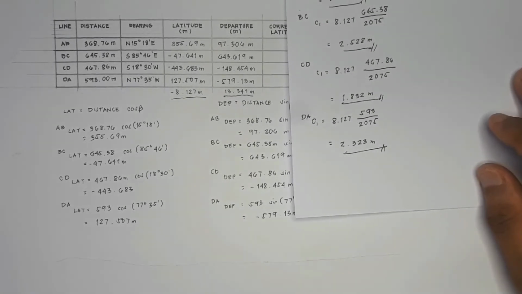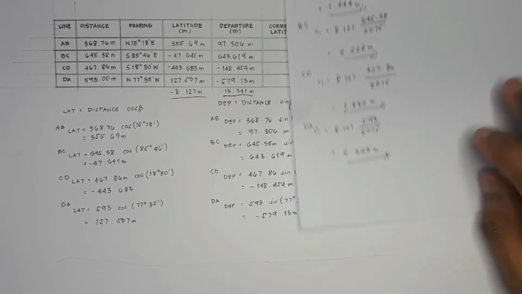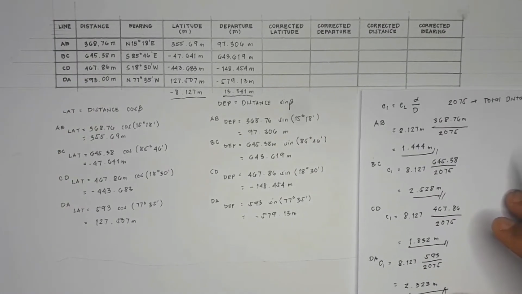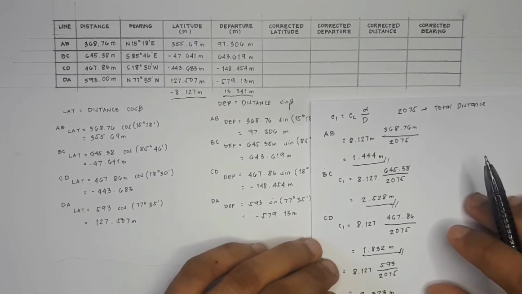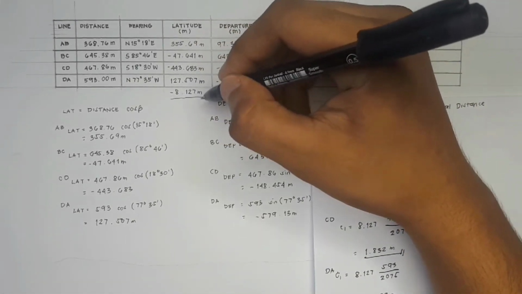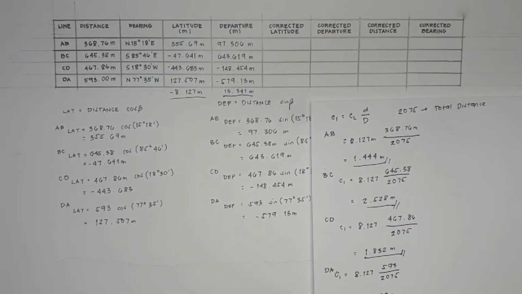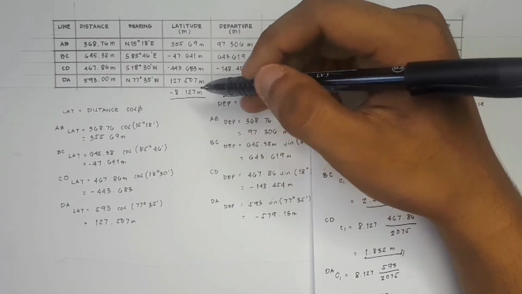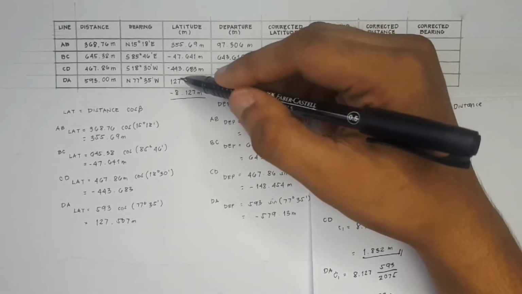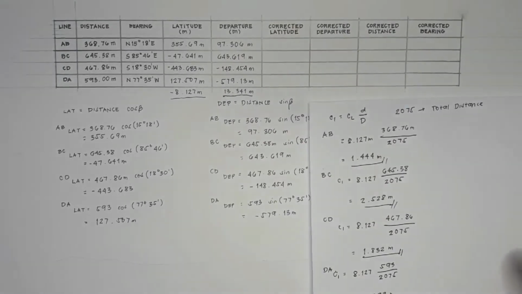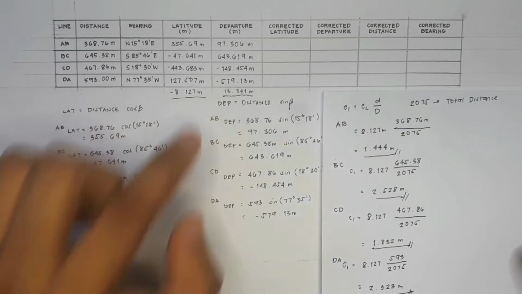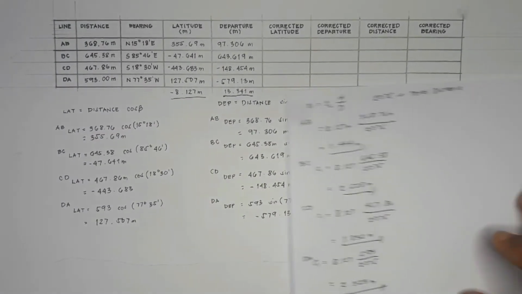So now, how are we going to compute our corrected latitude? Take note again that since we have negative 8.127 meters, we are lacking this value in the length of our traverse. That means that we are going to add all of these corrections. So let's begin with AB.